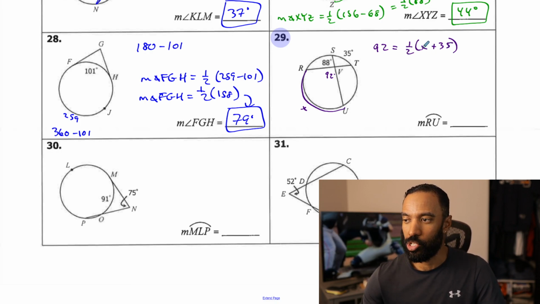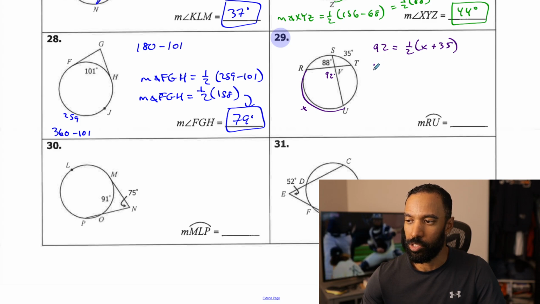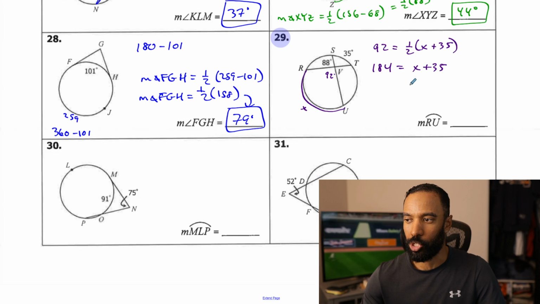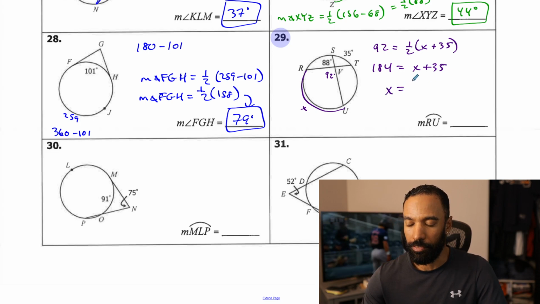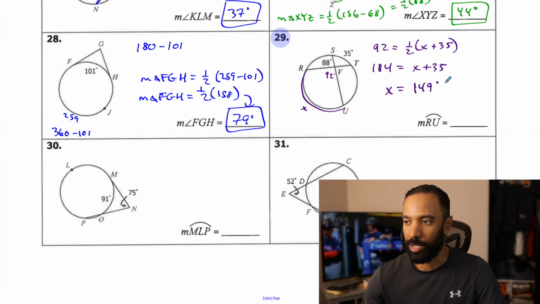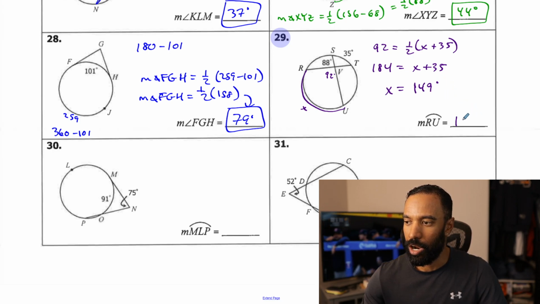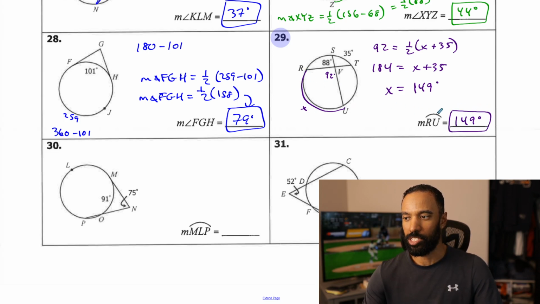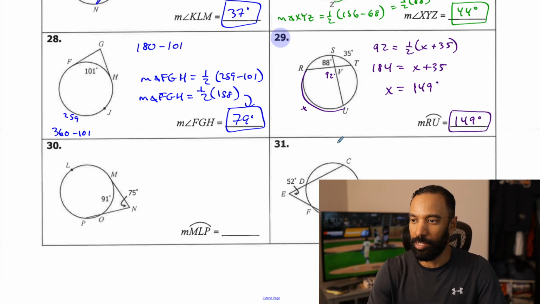Let's multiply everything by 2. Again, let's not affect the x that way. So this becomes 184. And subtract 35 from both sides. And you get x is 149. 149 degrees. So measure of arc RU is 149 degrees. It's less than 180, which is expected being a minor arc, and it looks pretty big. I'm going to trust it.